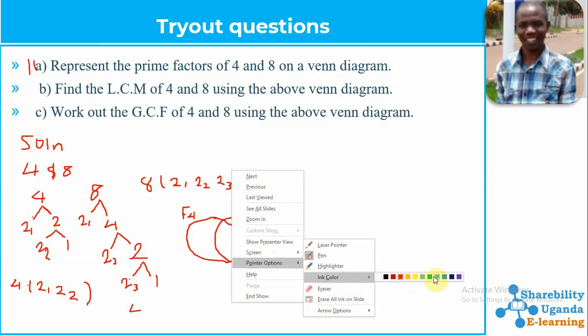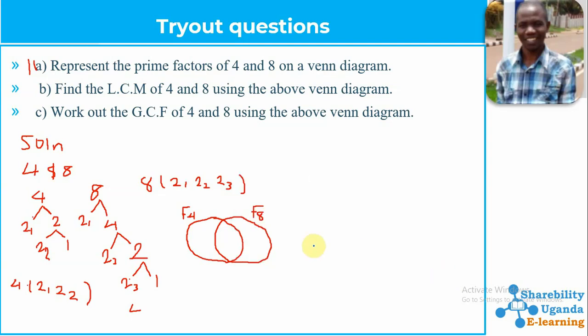Okay, let me get a different color here. We are going to look at the prime factors of these numbers. Remember, we have a 2 subscript 1, then a 2 subscript 2. Then it ends here. Here we have also a 2 subscript 1. Then we look for those that are common. I'm going to select this because it is common with here. Then I'm also going to select this because it is common in 8. Okay. So now we are going to represent this in our Venn diagram.